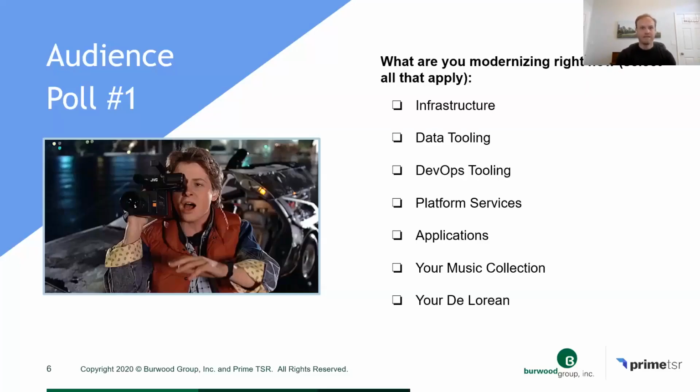So before we dive into it, though, we're going to go through a few poll questions just to learn a little bit about you guys. This first one is, what are you modernizing right now or looking at potentially modernizing? Again, as we talked about in our first session, you should always, always, always be modernizing something. If you're not, you're going to get left in the past and fade away. Here are your options. You could even be modernizing your DeLorean, but this is the first question, and feel free to pick multiple.